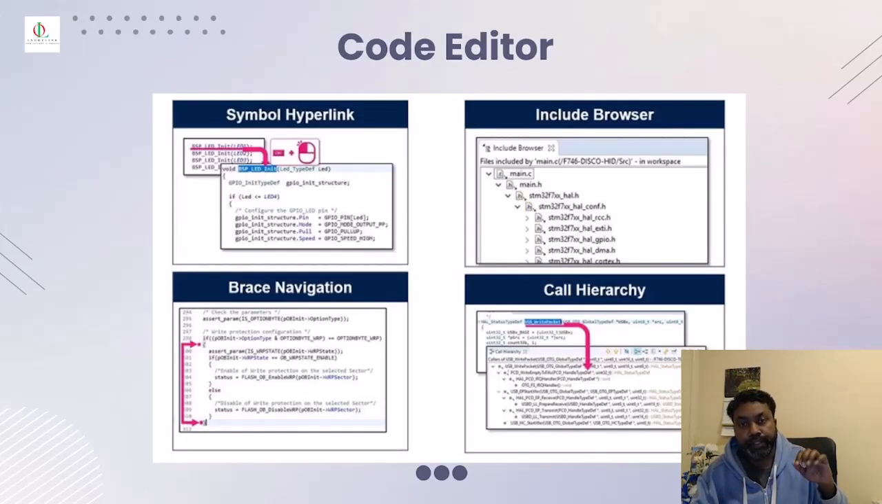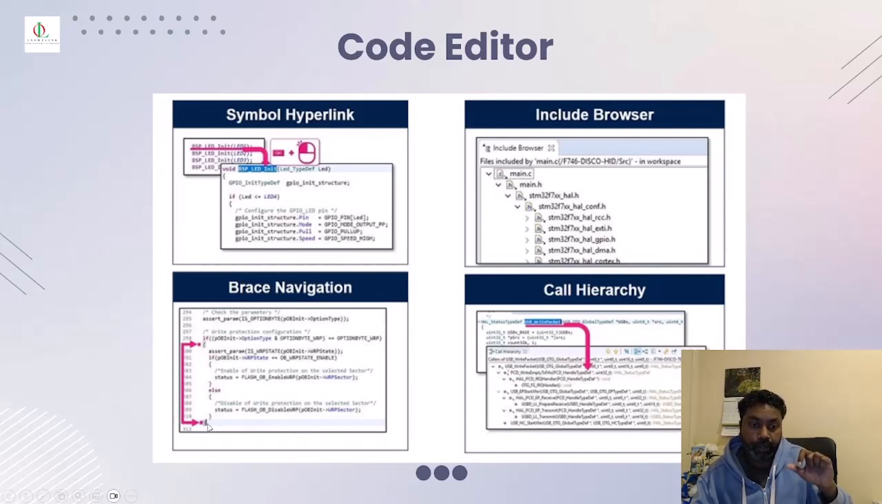Then the next section is the code editor, where you put your code, and you can use your symbols to highlight it with the use of hyperlink. It also has an inbuilt include browser. From there you can click on the various hierarchies that you can see, and also the call hierarchy, where whenever there is a function call, it will show you where that is going to go. And then there is a brace navigation, where the braces are connected.